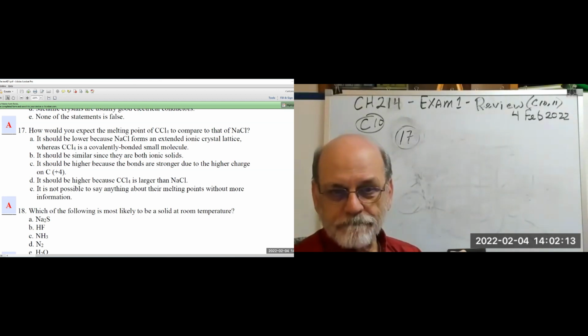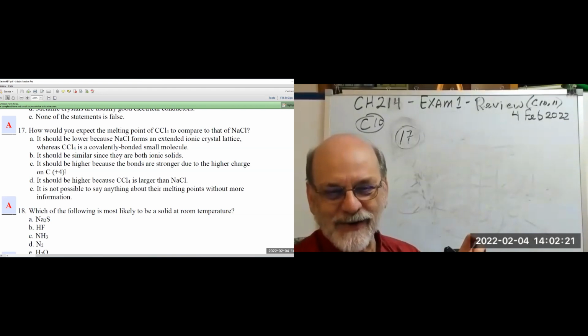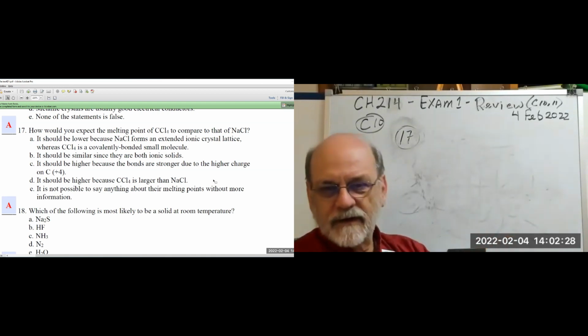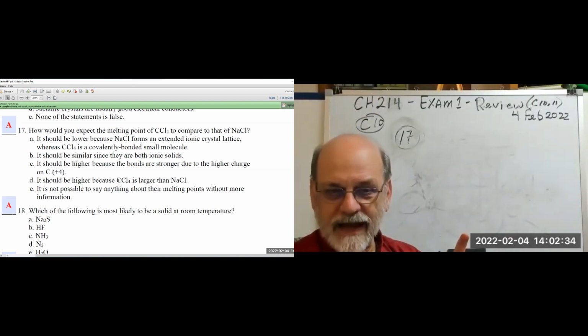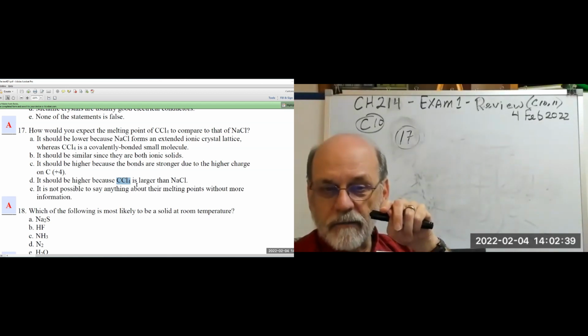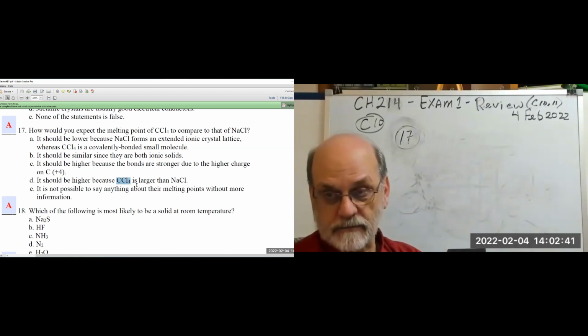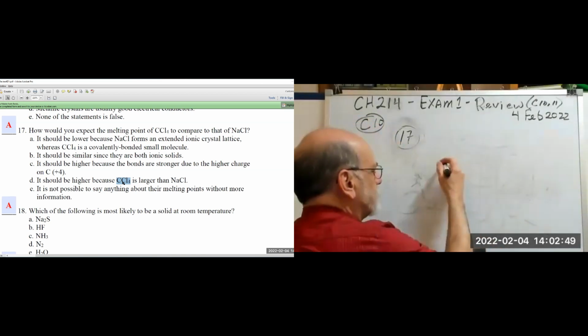Carbon tetrachloride should be higher because the bonds are stronger due to the higher charge. I don't think so. That's pretty made up there, I think. Should be higher because carbon tetrachloride is larger than sodium chloride. Well, that may be true, but that would only be an answer to the question if you were comparing two covalent compounds. Okay? That's a good example. How about this one?